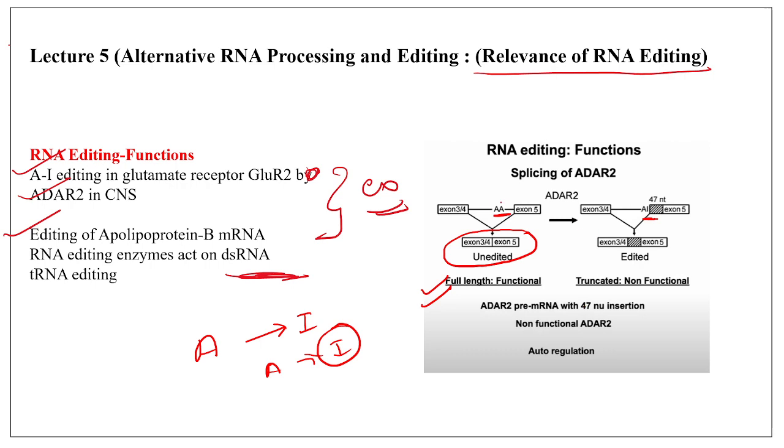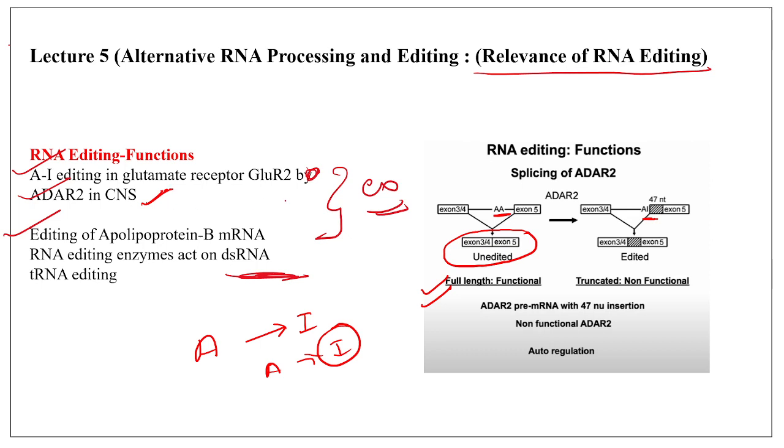So just because of one editing, this truncated mRNA has become non-functional. Okay, so this is your non-functional Adar. So just to tell you that the modification of just one base, how much difference it can make. Is it clear? This was the example for Adar in central nervous system.